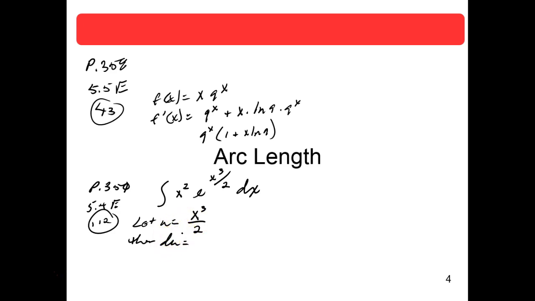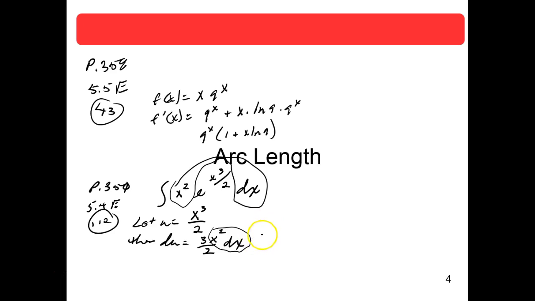du is equal to 3x squared over 2 dx. Perfect. Don't forget that part. Okay. Now, how does what we have down here look like what we have up there? Up here, this part is just x squared dx. So if we had just this part, that would be exactly what we have up there, right? So what do we need to do?